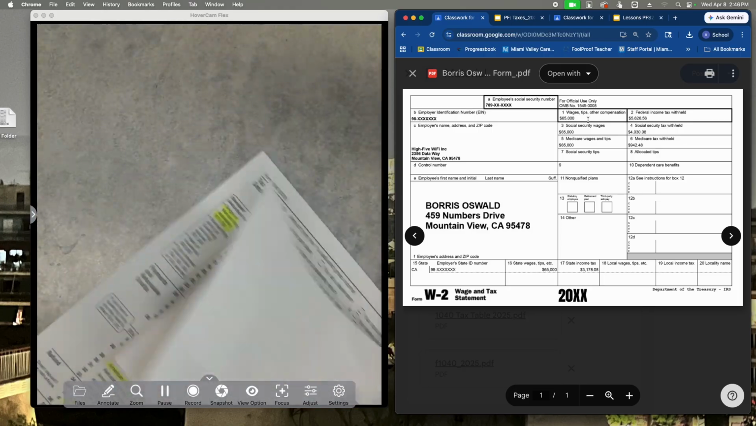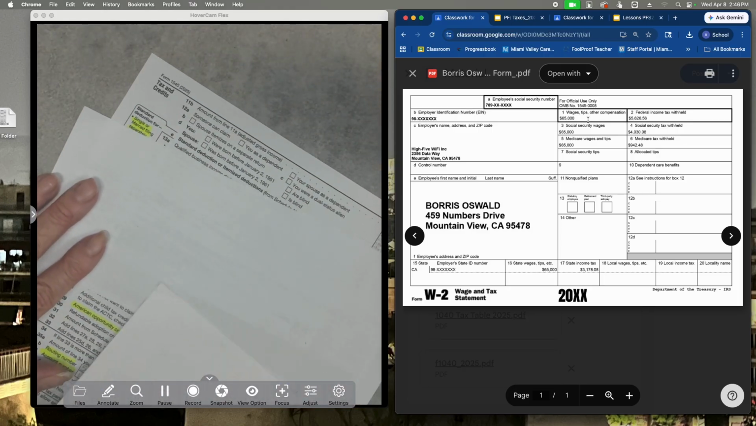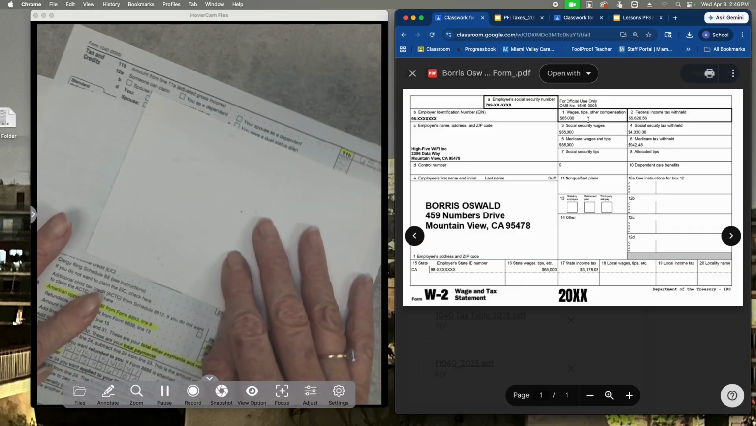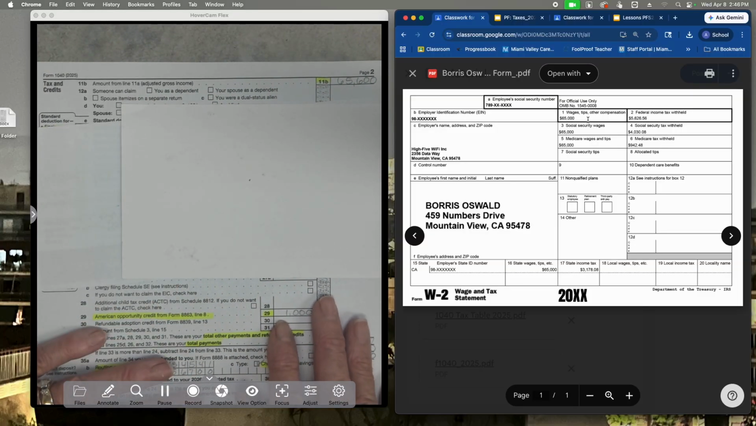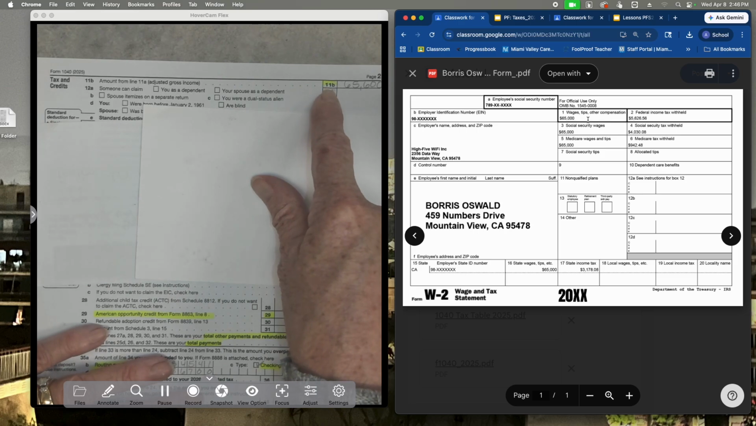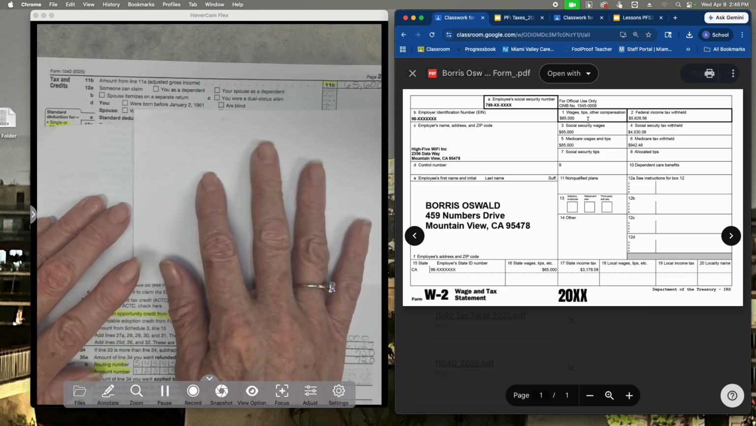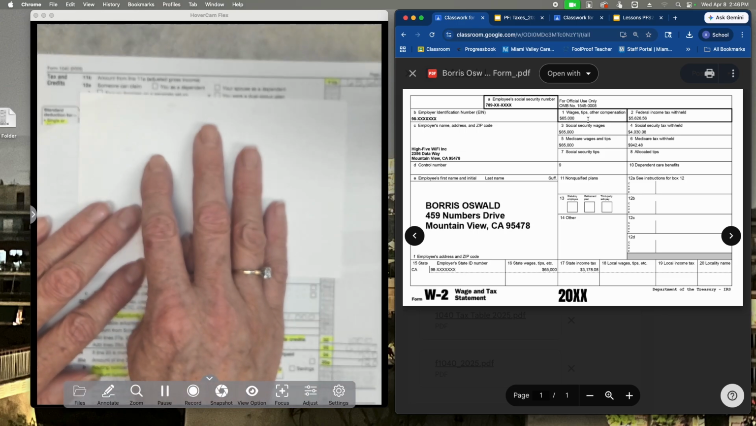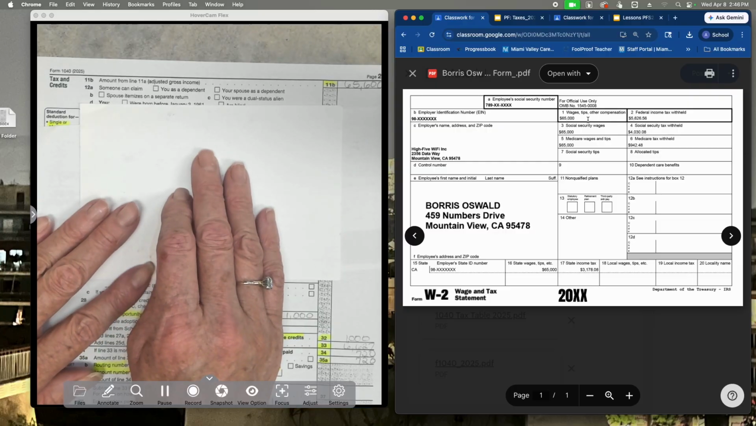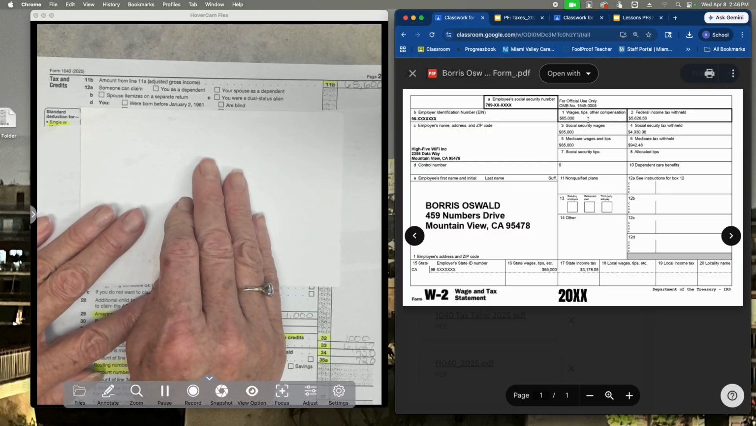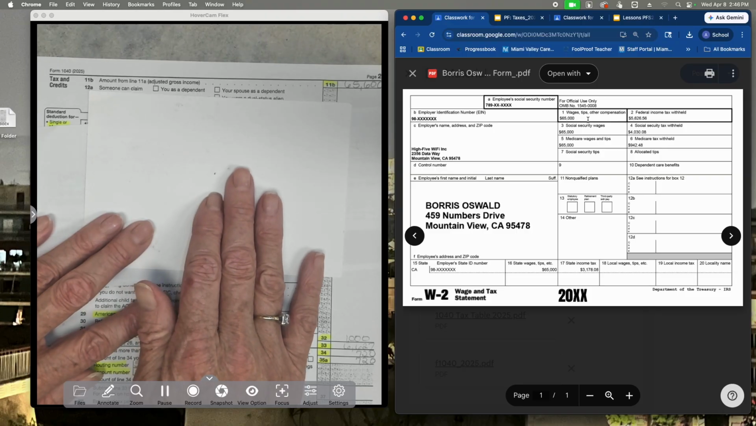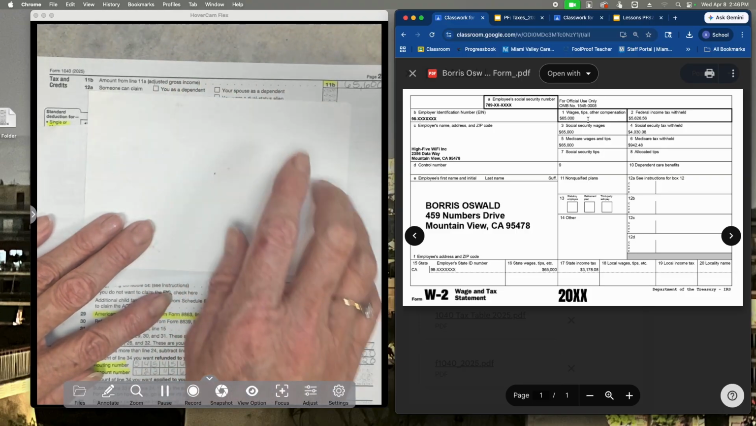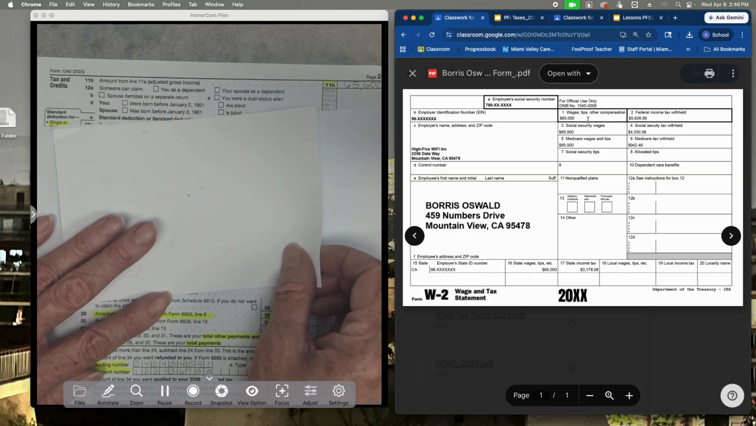We're going to then flip it over onto the back side, and we're going to put that up here at the top. We're just basically putting that line from the bottom up here. And then we need to answer, can someone else claim you? Nope, nobody else can claim him. But if somebody can, you will want to check mark that. So if your parents can still claim you, go ahead and check mark that.